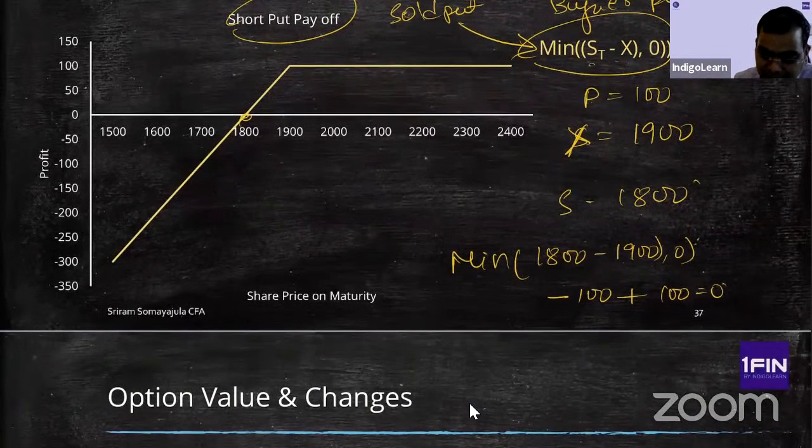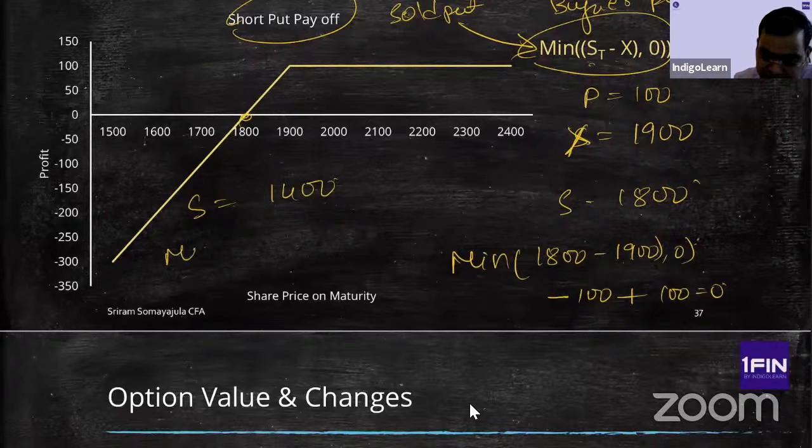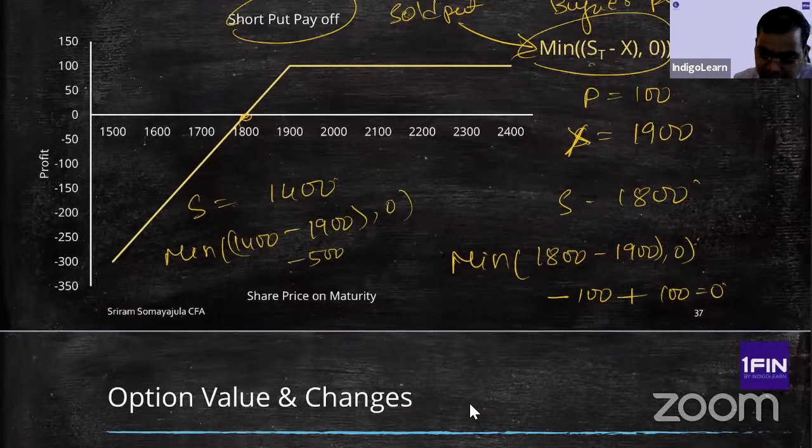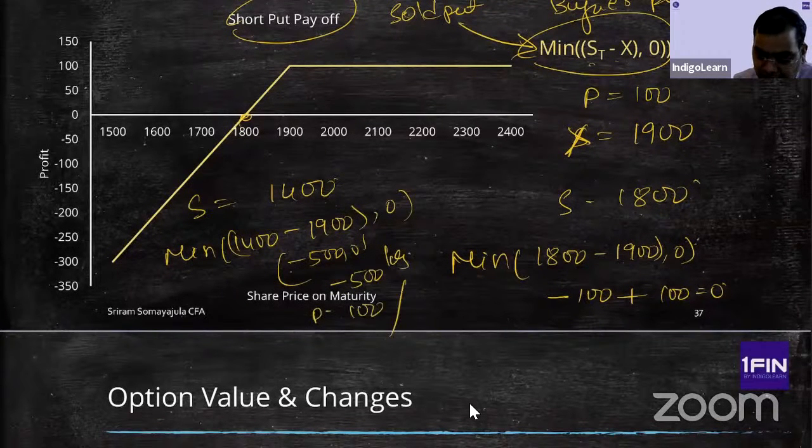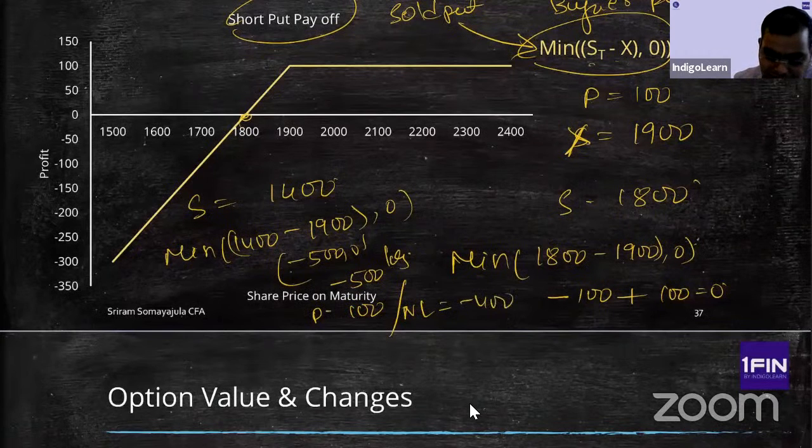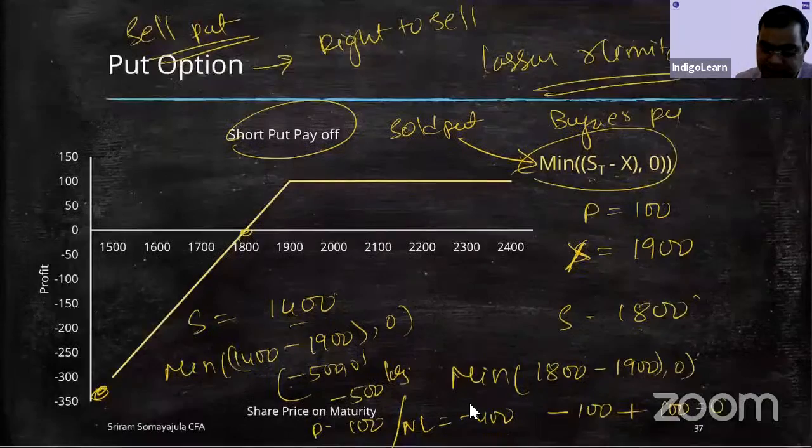But at every point below this, let us say the spot price is 1400, then it is minimum of 1400 minus the strike price of 1900, comma 0. So this will be minus 500, and minus 500 is your loss. And the initial premium that you got is 100. So net loss is equal to minus 400. So at the price of 1400, you make a net loss of minus 400. That is how these contracts are structured.